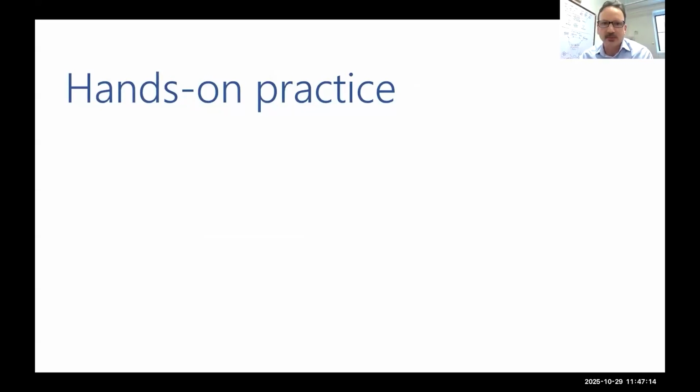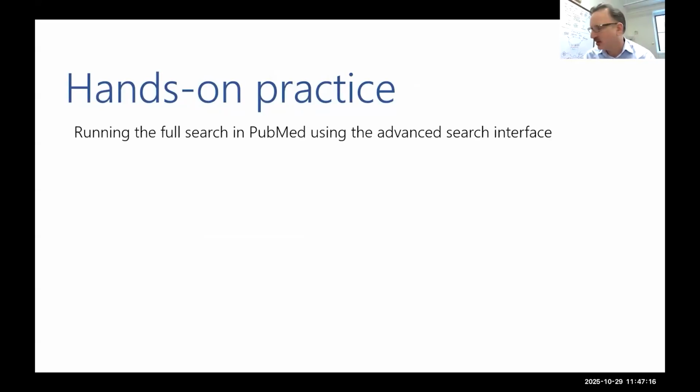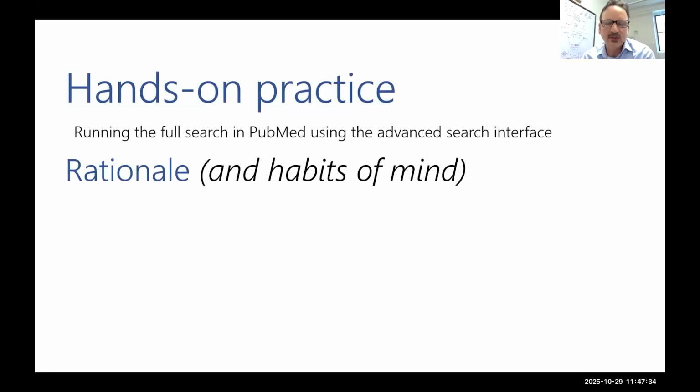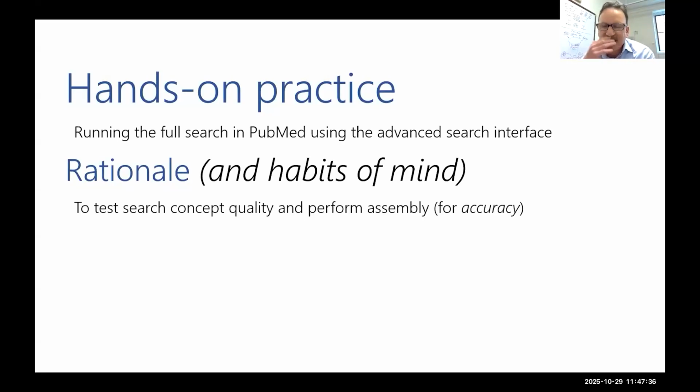Okay, so let's do some hands-on practice of basically using the advanced search builder. And we've got about 15 minutes here, so I think we have time. I'm sure we have time. This is really the finish line here, right? So we're going to run this full search in PubMed using the advanced search interface. The rationale here is to test search quality and to look for errors, and also to perform assembly. So this is all about accuracy in terms of a sort of habit of mind.